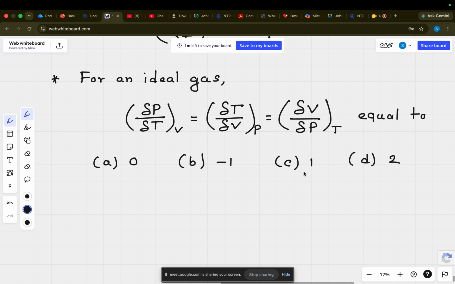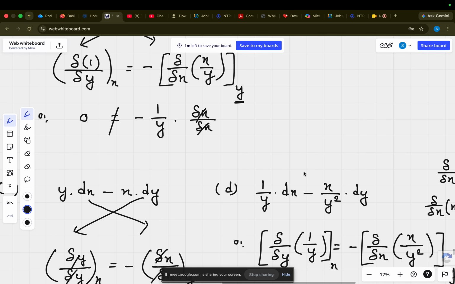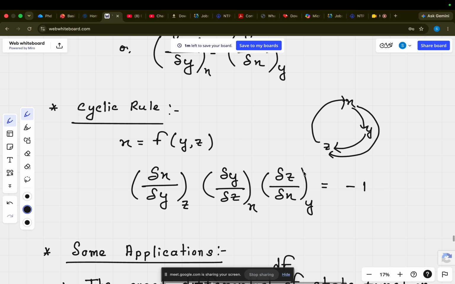So what will we get here? I discussed the cyclic rule, right? What is the cyclic rule? If x is a function of y and z, then suppose we move x to y, y to z, z to x. Basically, del x by del y at constant z, into del y by del z at constant x, and del z by del x at constant y, will be equal to -1.